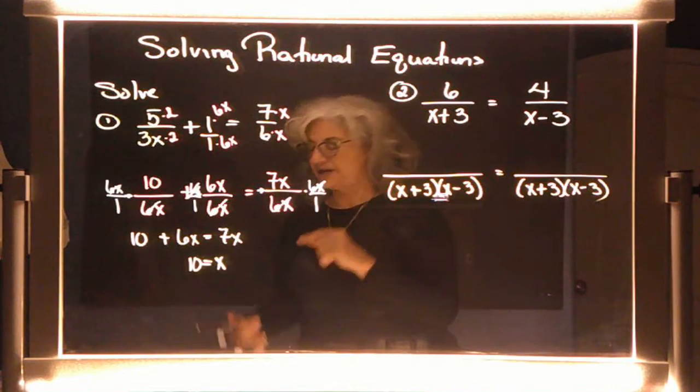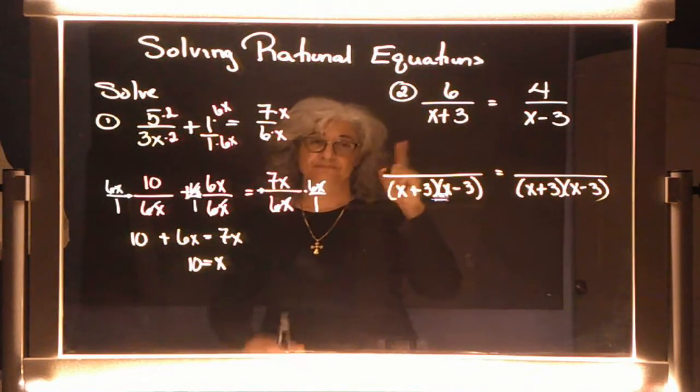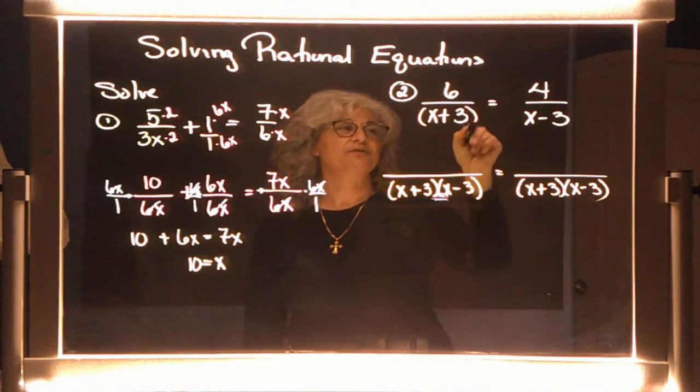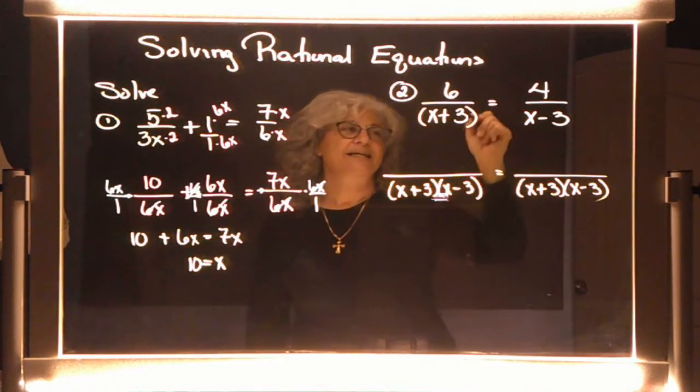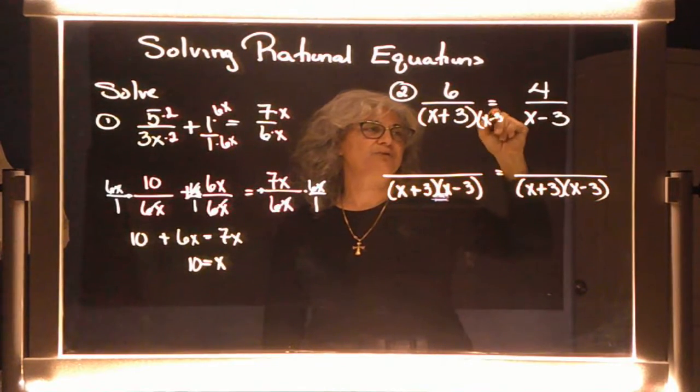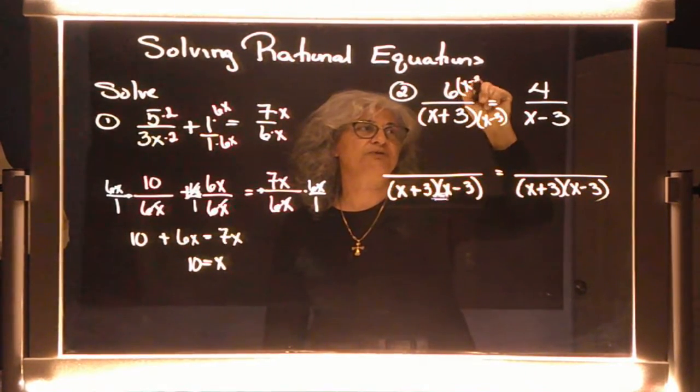Good? Okay, so now, here's the first denominator. What do we have to do to it to make it look like the common denominator? Yes, I have to multiply it by x minus 3, not just the denominator, but also the numerator, right?